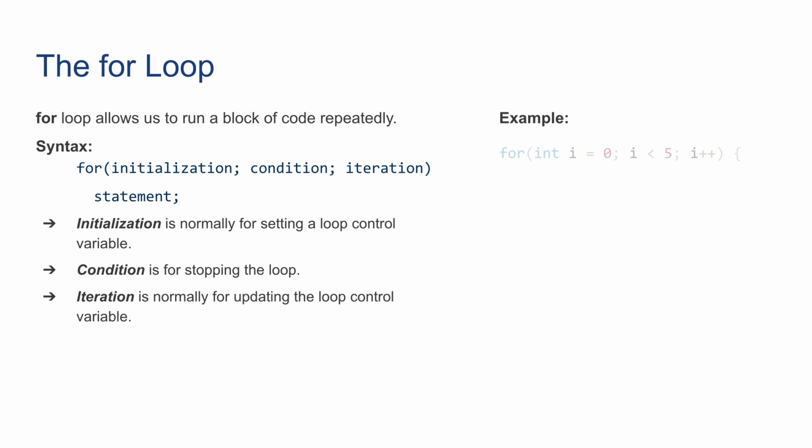Right, so let's see an example. In our initialization, we have an integer i that is initialized to 0, and our condition is as long as i is less than 5, and the iteration will increase i by 1 in each loop. The block of statements that follows is print i, and this will repeat 5 times, and here's how a sample output looks like. So let's see this in the editor.